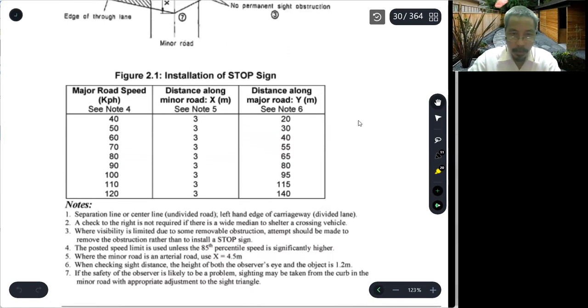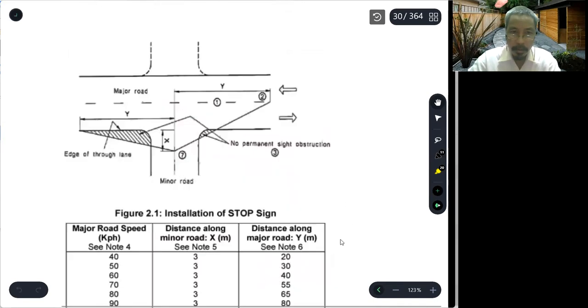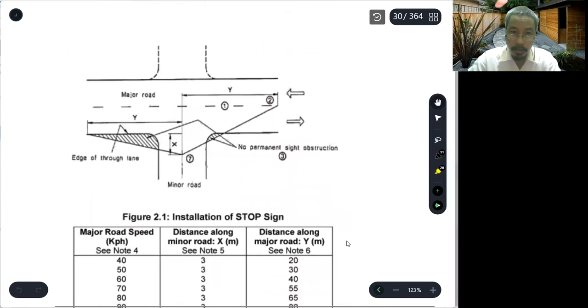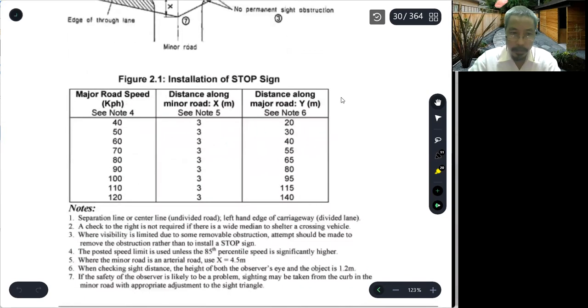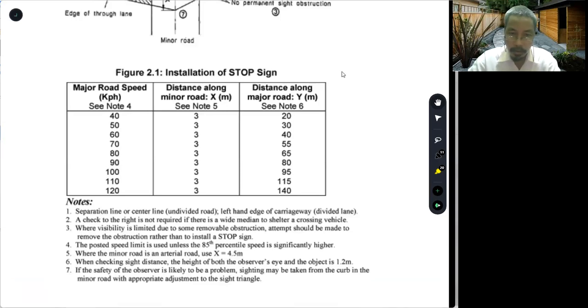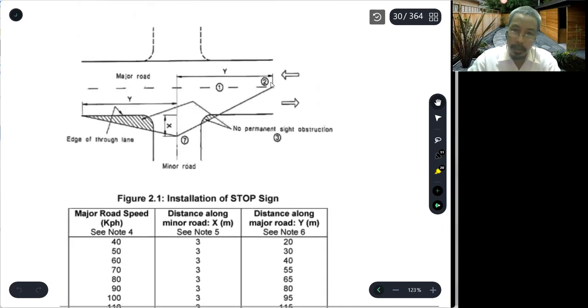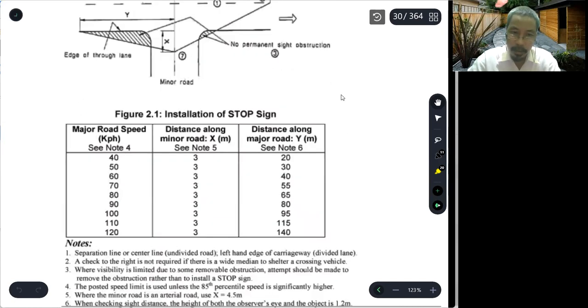Note one is the separation line or center line. As you can see in the figure, center line. That is one. Two, checking to the right is not required if there is a wide median to shelter a crossing vehicle. So when you are going to the left, number two, you are here. Checking to the right is not required.